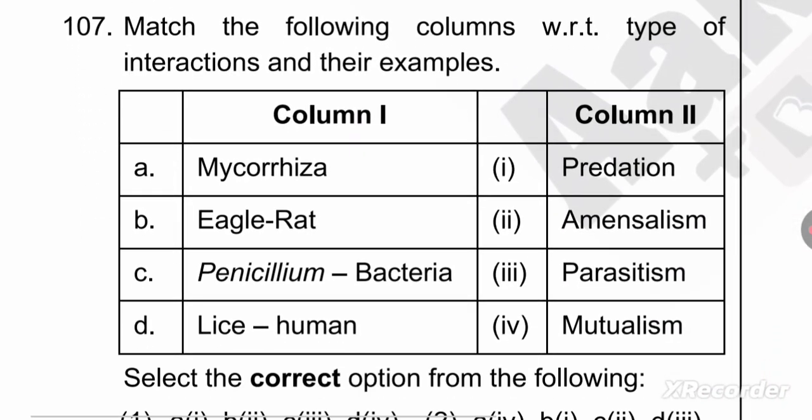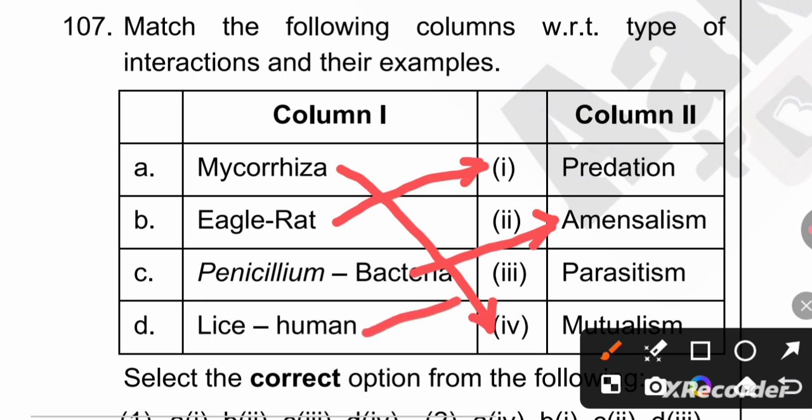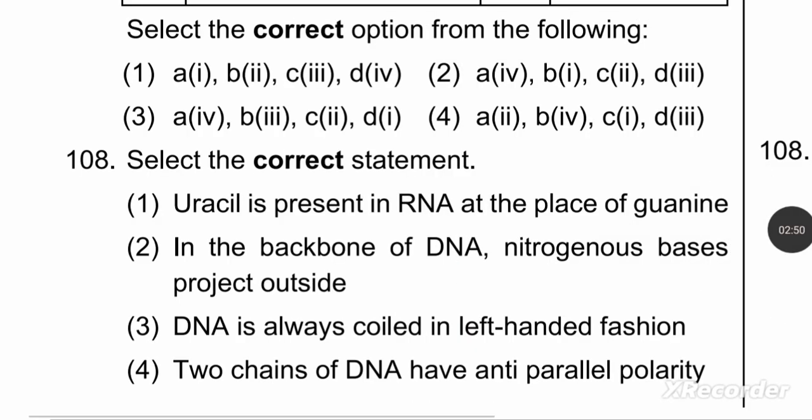Match the following. 107th question. We need to match the following. Mycorrhiza is the symbiotic association of fungi and roots of higher plants. Eagle and rat is an example for predation. Penicillium and bacteria is an example for amensalism. Then lice on human is an example of parasitism. So this is the correct option. Let us move to the next question.